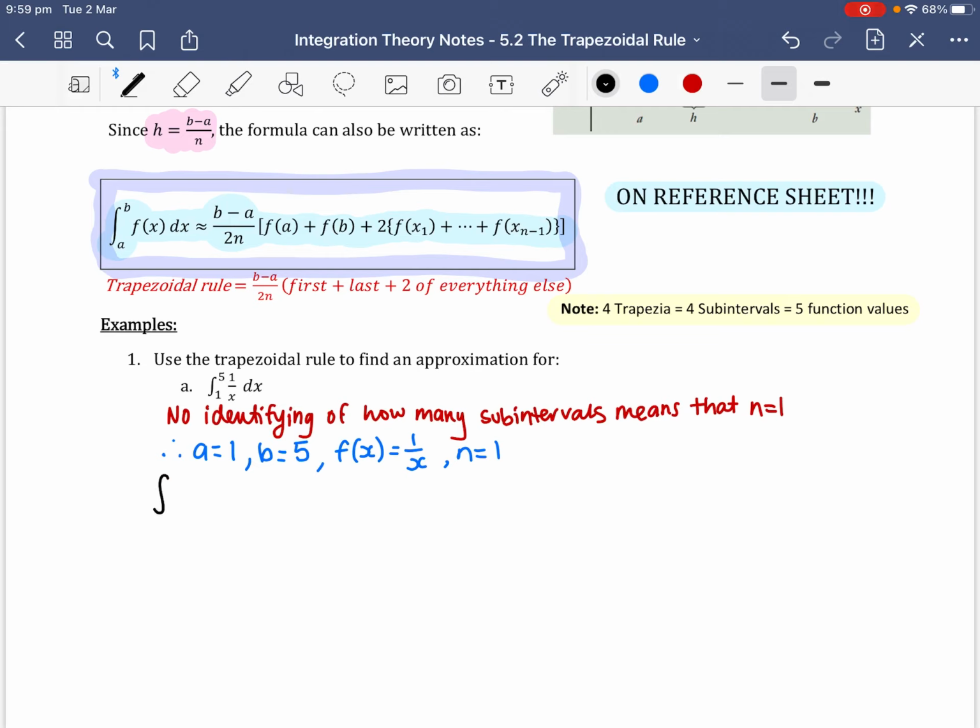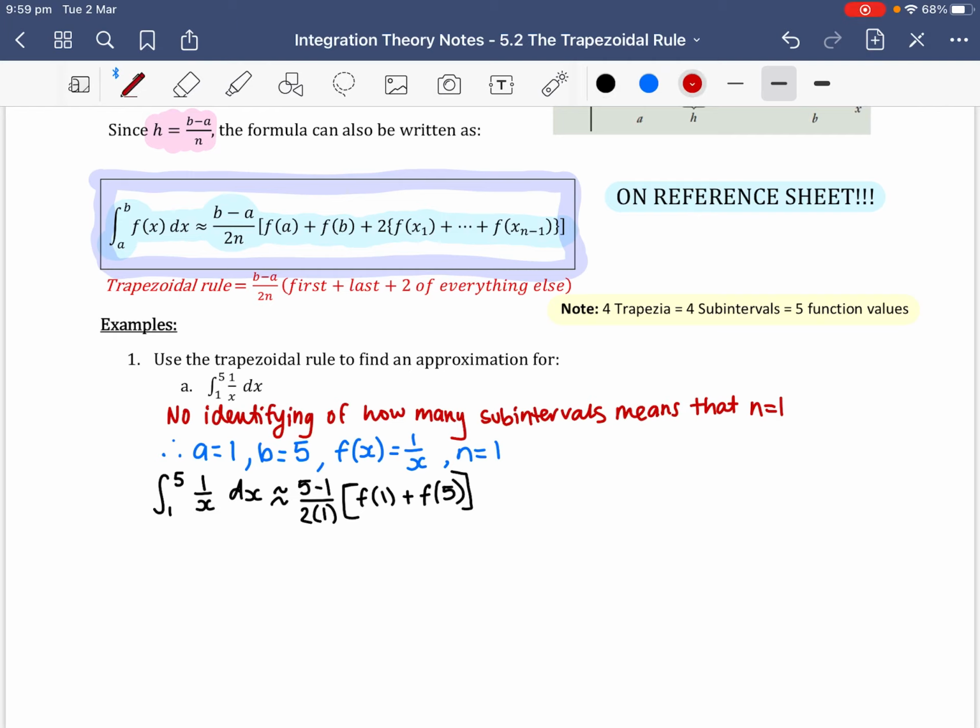So we can now substitute these values into our trapezoidal rule. So we have our trapezoidal rule of a, which is 1 to 5, of 1 on x dx, is approximately equal to b, which is 5, minus a of 1, all over 2 lots of n, which is 1. And then what we do is we want to find f of 1, which is our a, plus f of 5, which was our b. And because we don't have anything else, we don't worry about our 2 lots of f(x1) all the way up to f(x n minus 1).